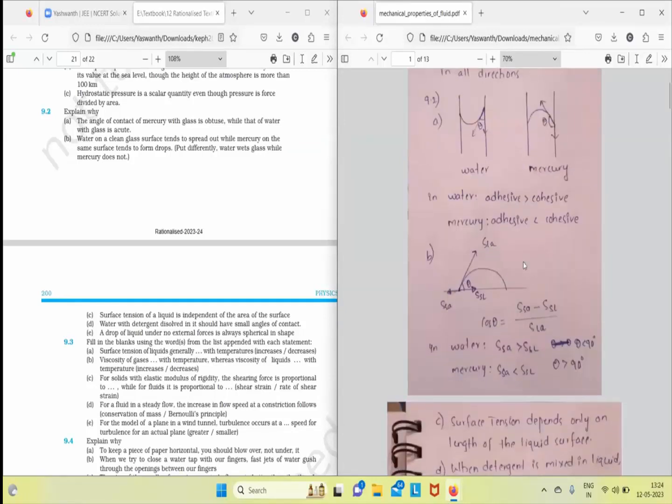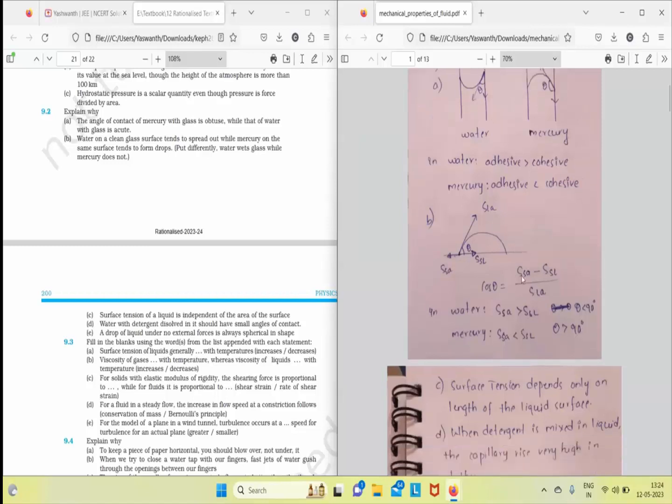So why is this happening? In the case of water, it is trying to wet the floor. But in the case of mercury, it is forming a spherical shape which doesn't wet the floor. Why is this happening? So here I wrote some equation: S_SA, S_SL and S_LA. These three are different kinds of forces. I'll explain each of them. S_SA will be the force which acts between the solid and the air.